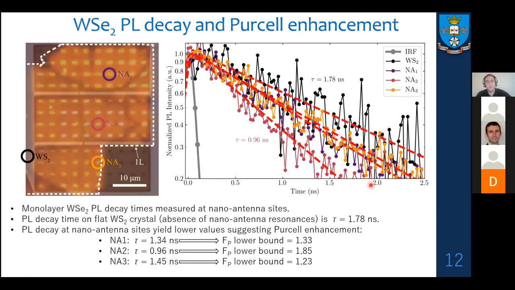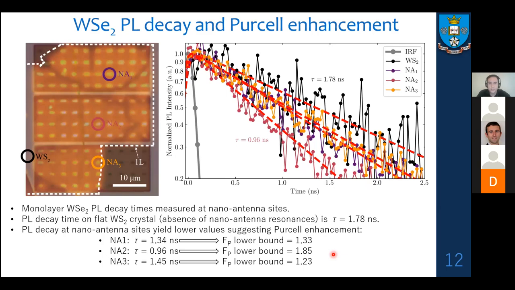But interestingly, as we measure the lifetime of the emission of the tungsten diselenide monolayer, we see that the emission from the nano antenna sites shows shorter lifetimes, indicating a Purcell enhancement. If we were to assume that the monolayer was 100% efficient, so any excitation would result in PL, then we could estimate these Purcell factors shown here below for the different nano antennas. However, as we know that the non-radiative component of the lifetime is dominant in this case, these are only lower bounds to the Purcell factor, which may be quite a bit higher.